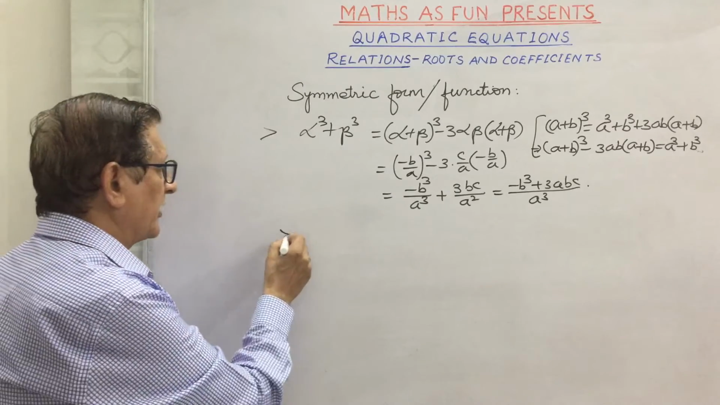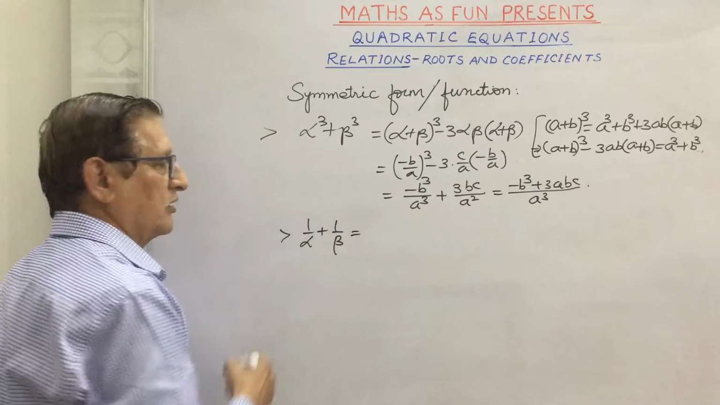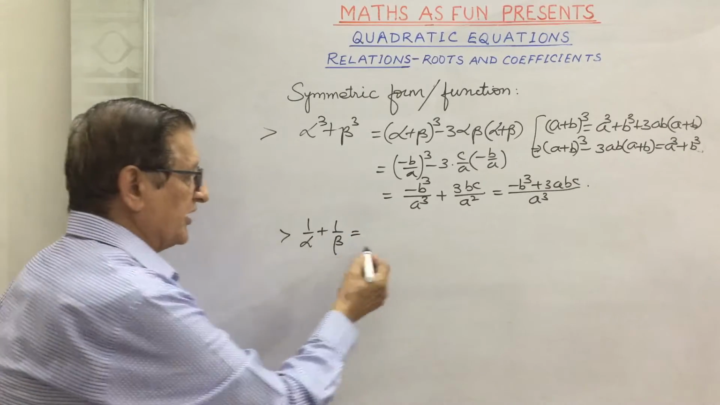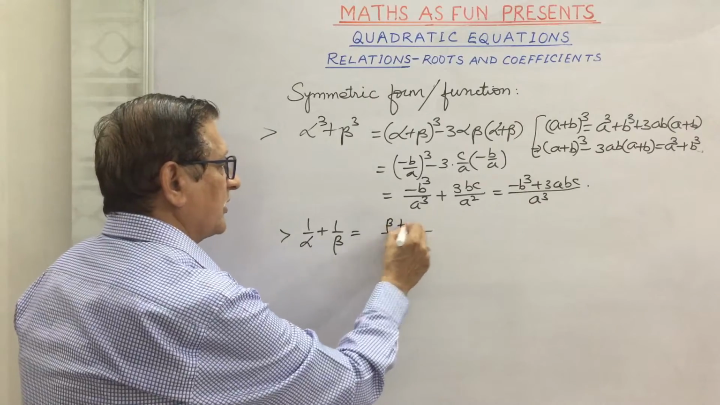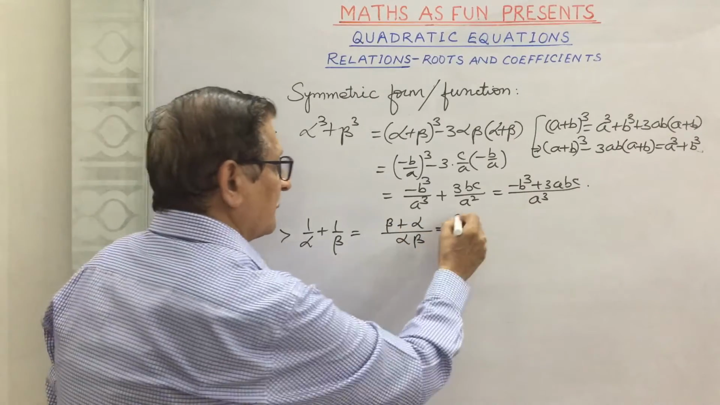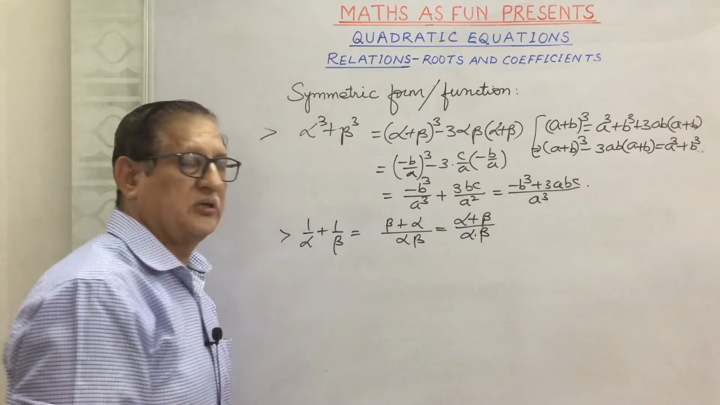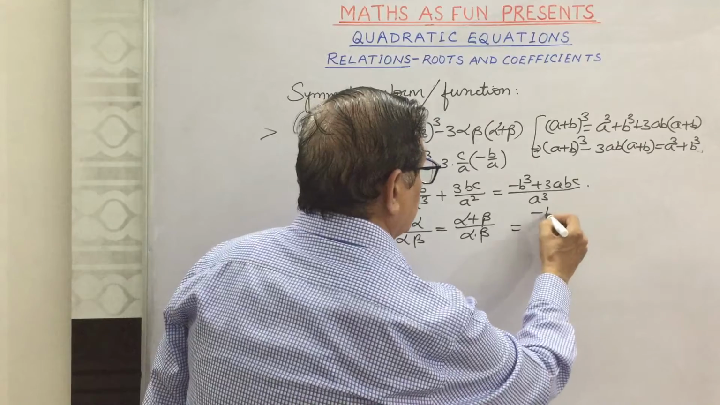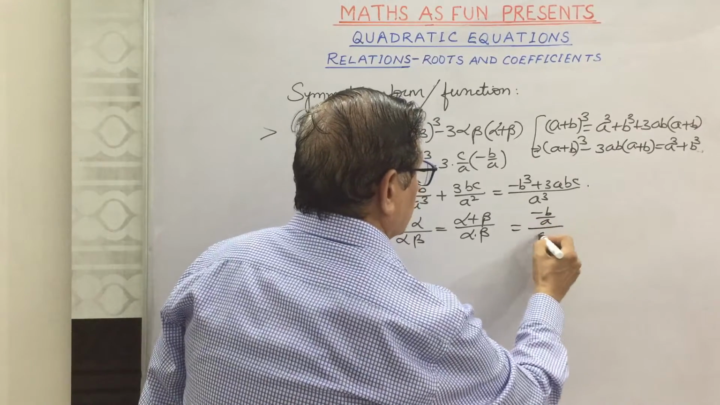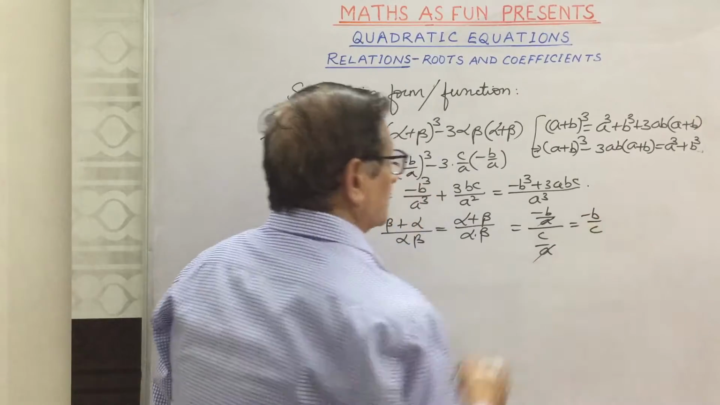The next we had 1 upon alpha plus 1 upon beta. If we take the LCM here, alpha into beta, we will have here beta plus alpha, or we can write alpha plus beta upon alpha into beta. When we substitute the values, this is minus b upon a, this is c upon a, and a cancel, it becomes minus b upon c.